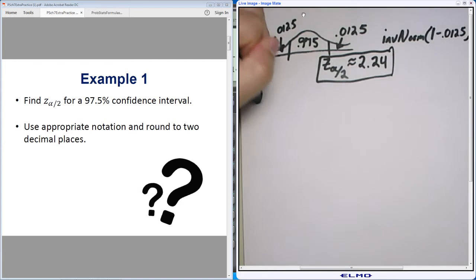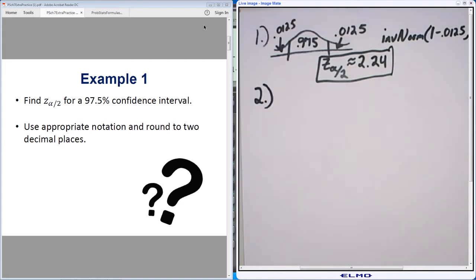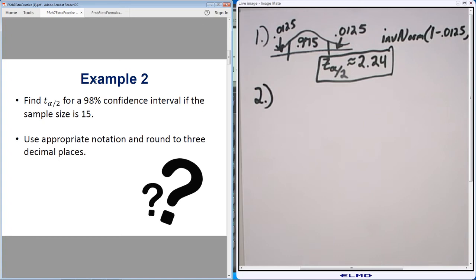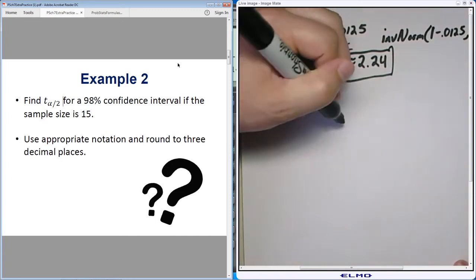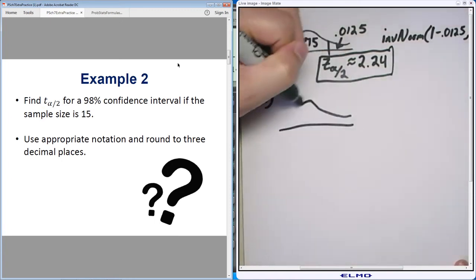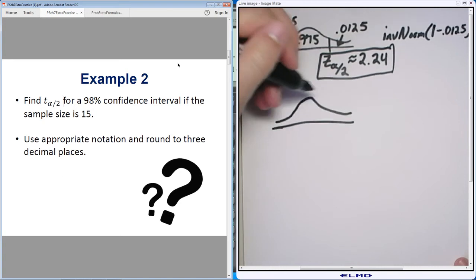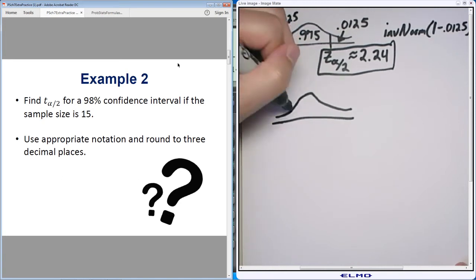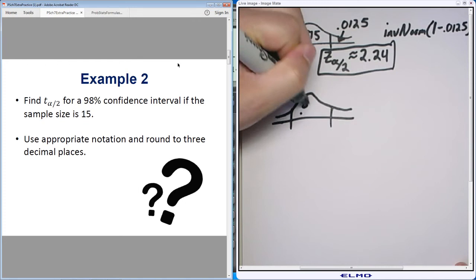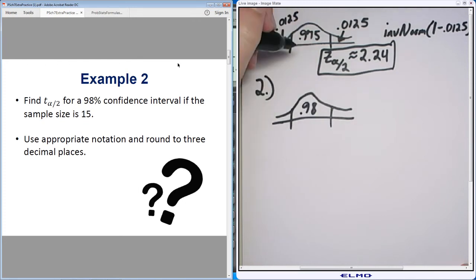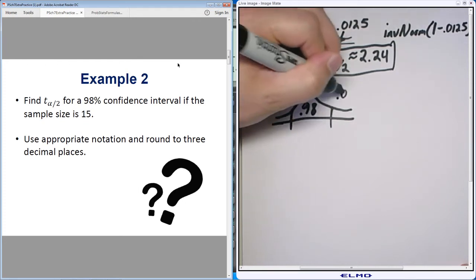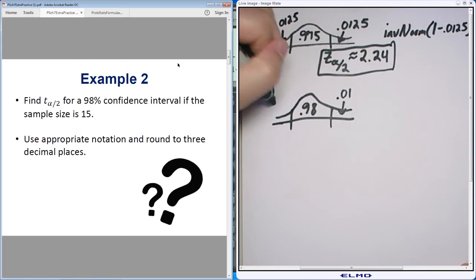Now for number 2. Number 2 says find t sub alpha over 2. Notice there's a t. For a 98% confidence interval if the sample size is 15. Alright, so this is similar in the sketch. Oh, pardon the sketch, it doesn't look very good. 0.98 is going to be in the middle. So we know there's going to be 1% in each tail.